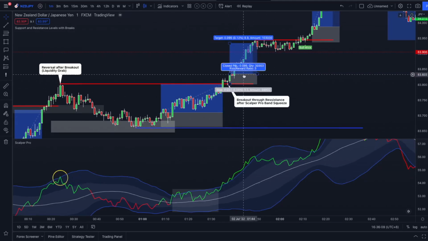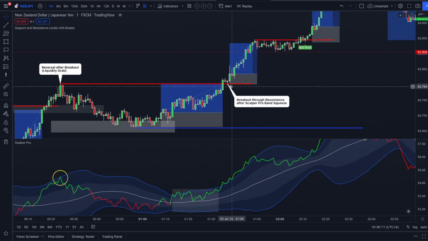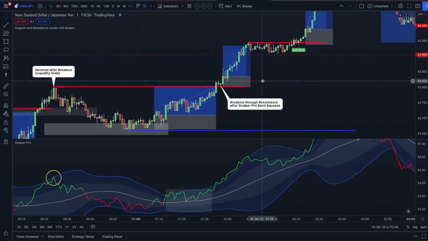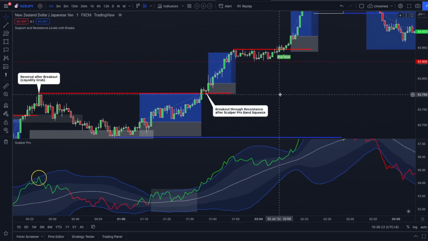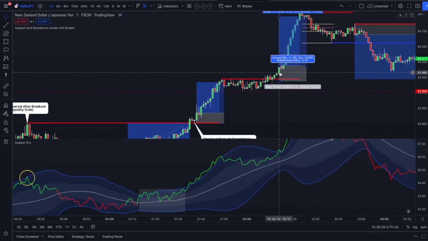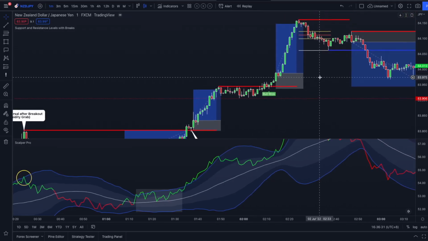What happened afterwards, that's why I entered right on this retest of this previous resistance line that has been turned into support now, for a 3-to-1 risk to reward trade. And right after this, we saw some consolidation, and again a bullish breakout after a band squeeze to the upside. That's why I entered into this trade for a 1 to 1.38 risk reward ratio.